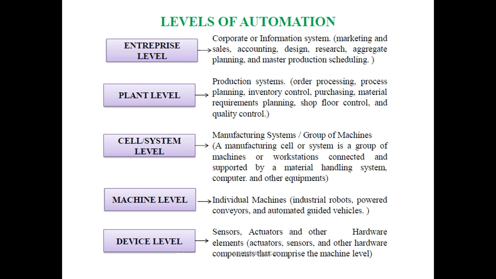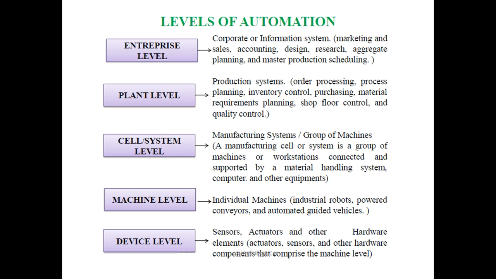The system level or cell level is also called manufacturing systems. It operates under instructions from the plant level. The system is a group of machines or workstations connected and supported by a material handling system, computers, and other equipment appropriate to the manufacturing process. The next level is the plant level, also called the production system. It receives instructions from the corporate information system and translates them into operational plans for production, where functions include order processing, process planning, inventory control, purchasing, material requirement planning, shop floor control, and quality control.